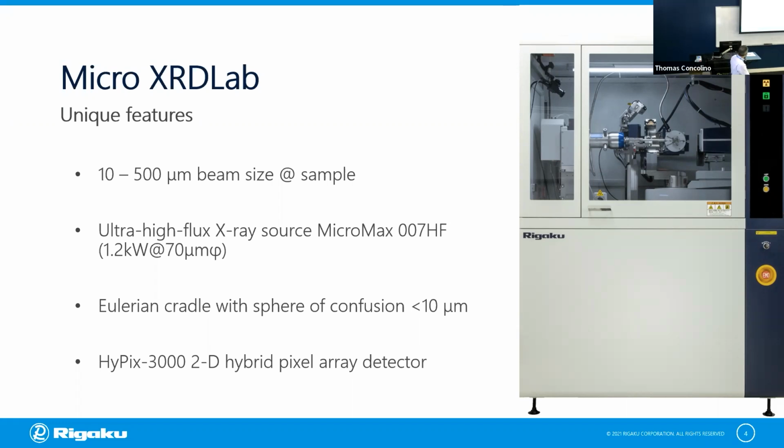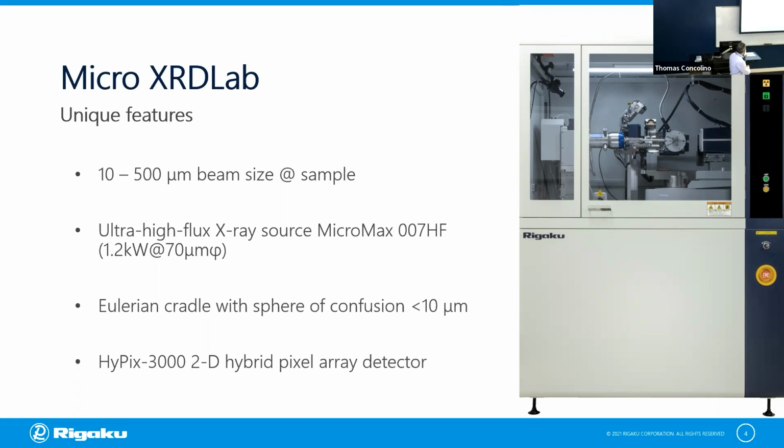And then we were successfully developing the open-cradle design with a sphere of confusion smaller than 10 micrometers. So this is of course necessary to have a 10 micrometer beam. And then we combine a Hybrid 3000 detector, which is a 2D hybrid pixel array detector made from silicon, like a pure substrate. The X-ray illuminated silicon substrate generates electron-hole pairs, and the application specific integrated circuit, ASIC, counts the number of electrons generated on the silicon substrate. So this is the technology behind it.